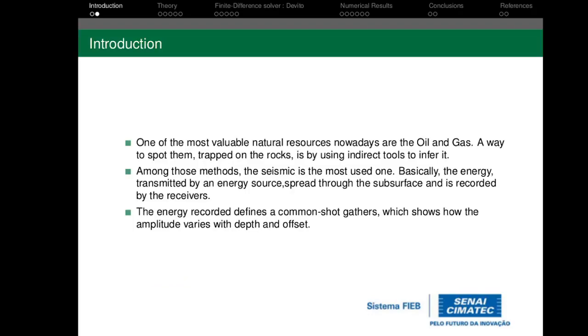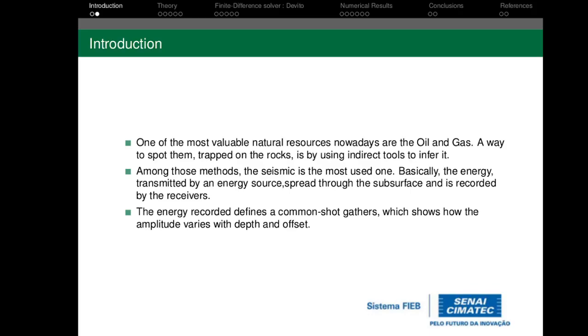So we know that currently the most valuable natural resources are oil and gas, and there are many ways to spot them. Among these many ways, the indirect tools are the most affordable if possible to infer it. The seismic method is the most used in the industry to find the oil and the gas trapped in the rocks.